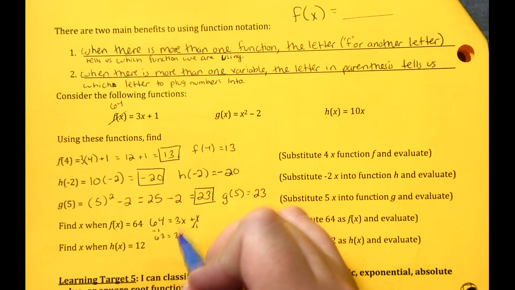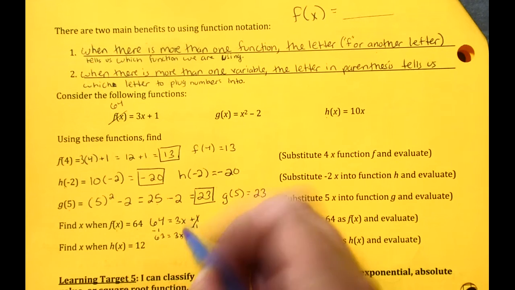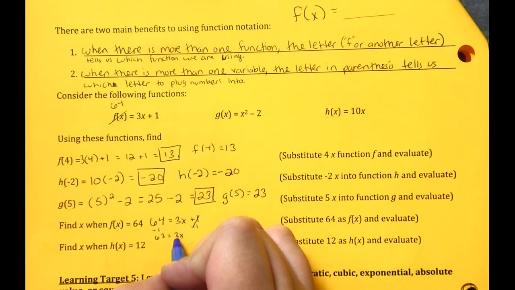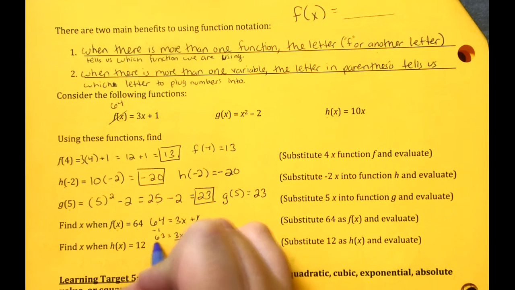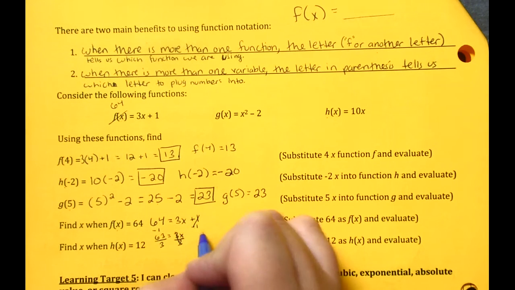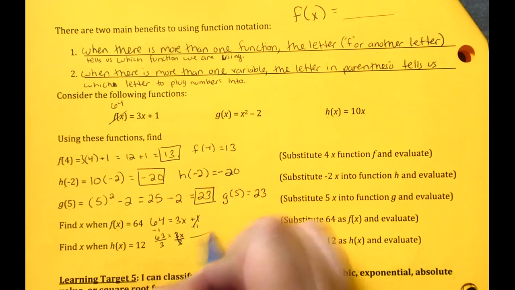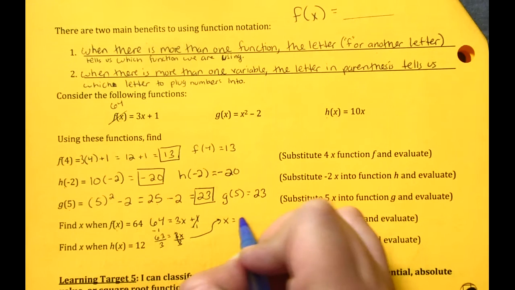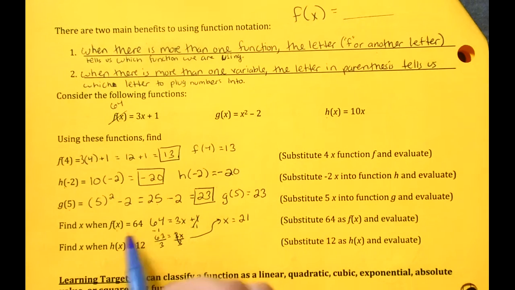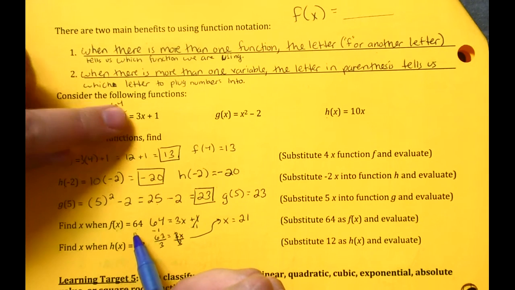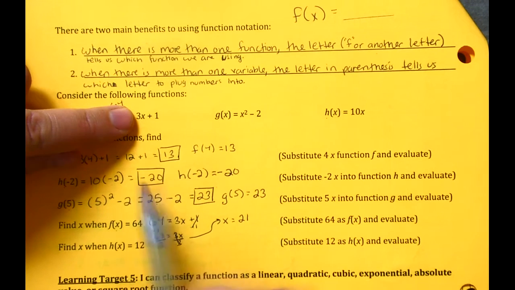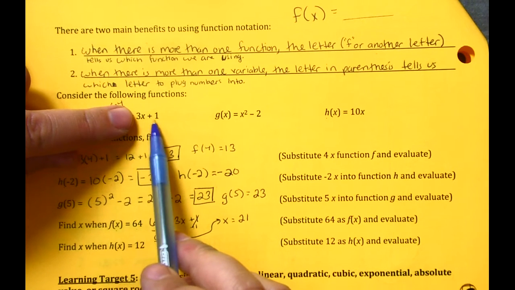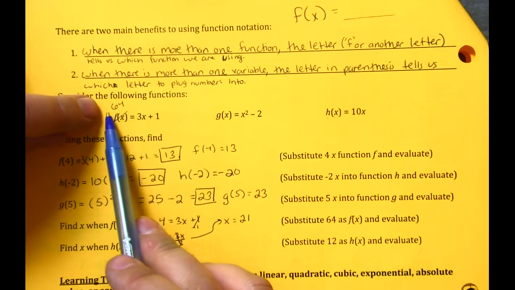And now I'm going to divide both sides by 3 because I want to figure out what x is, which means I have to get everything gone around x. So I have to get rid of this 3. Right now it's x times 3, so I'm going to divide by 3 to undo it. So x equals 63 divided by 3 is 21. So when f of x is 64, I know that x is 21. 3 times 21 is 63, plus 1 more will give me 64.